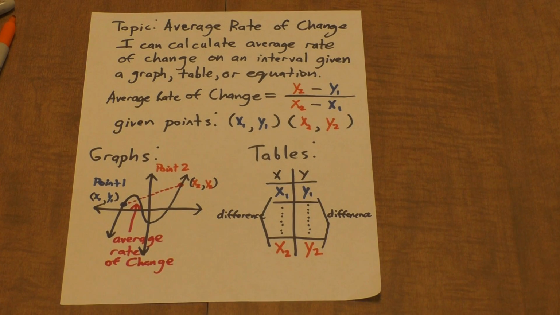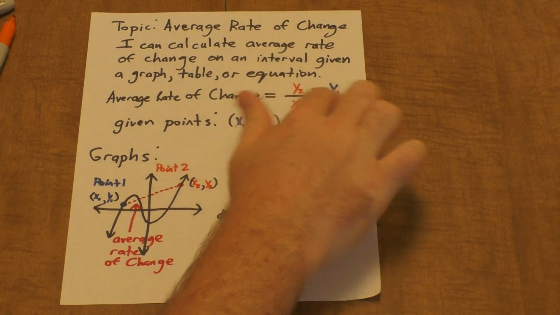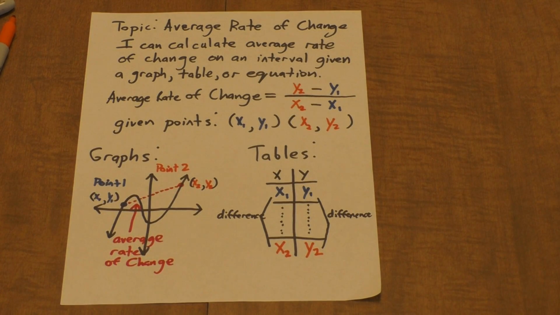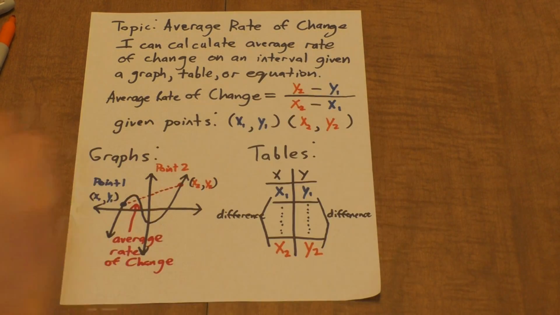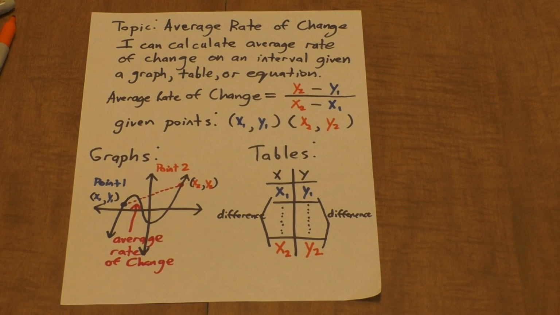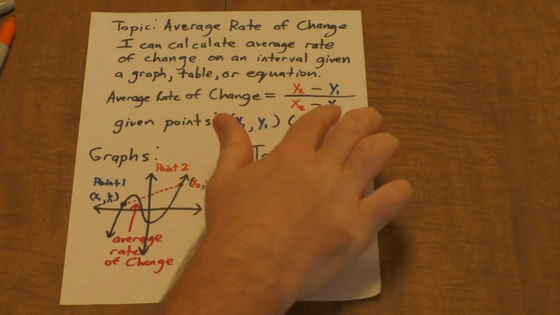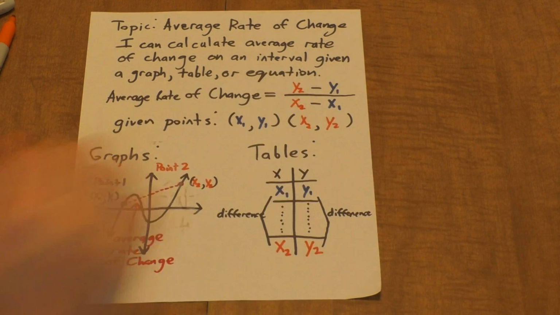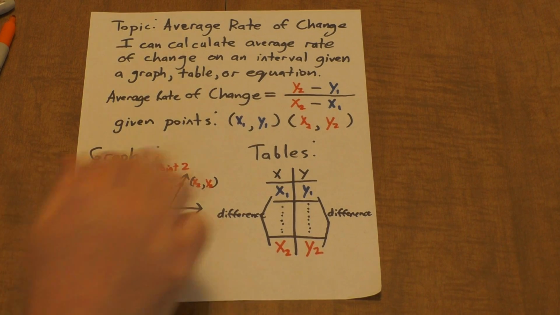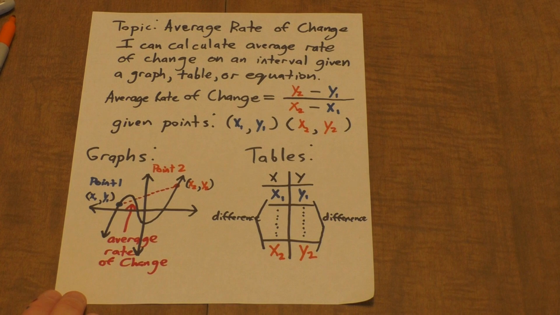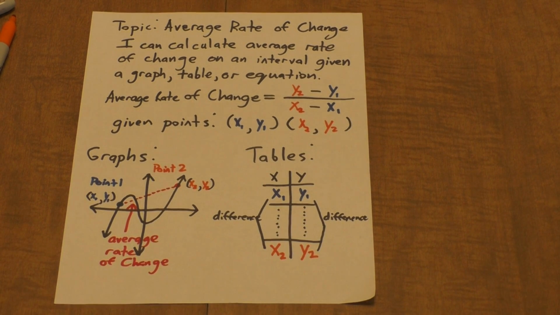Okay, so the average rate of change is the change in y over the change in x. Okay, that's all this equation means. So what it means here is I have 2 points, x1, y1, x2, y2. And what I'm going to do is the change in y is y2 minus y1. Change in x is x2 minus x1. Okay. This looks different in tables and graphs.